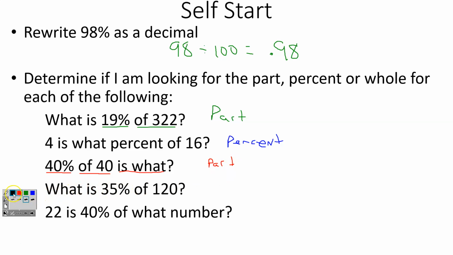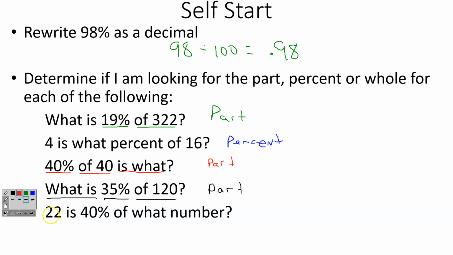Next one says, what is 35% of 120? Well, I see my percent sign. I look for the part, I look for the is, and it says, what is? Then for the whole, I look for the word of, and it says of 120. So again, it looks like I'm looking for the part.